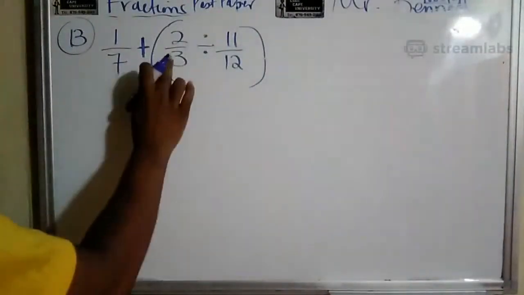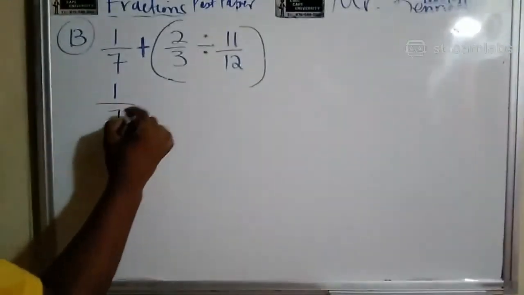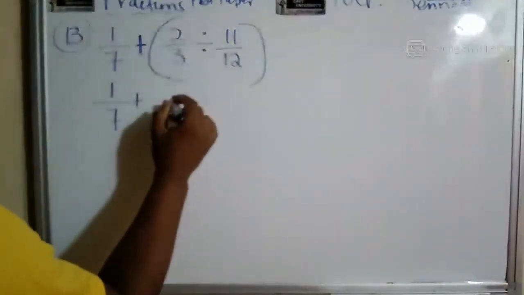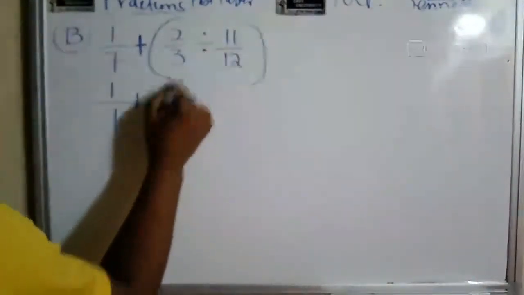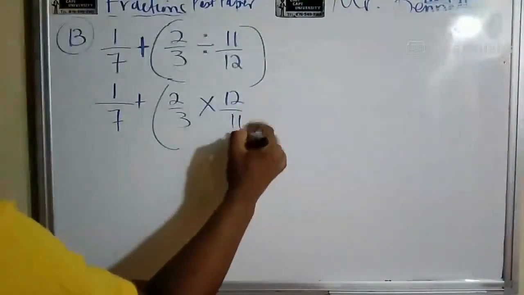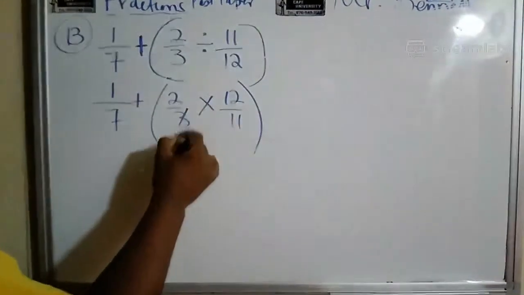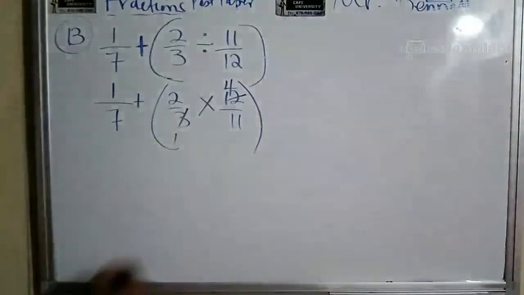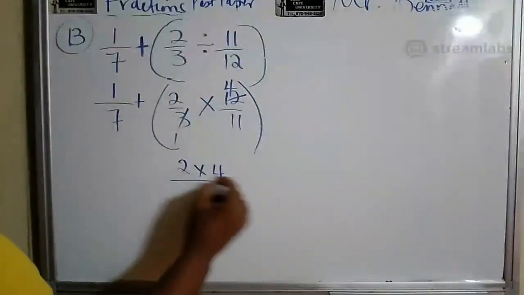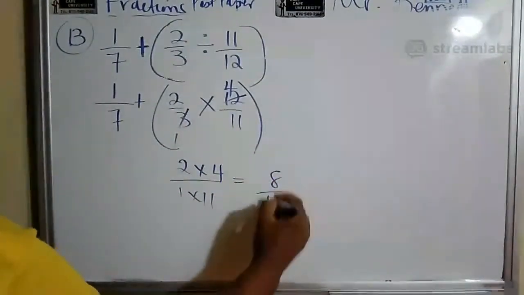Alright. So let's work the bracket first. We still have to work the bracket first, right? So 2/3, we change it to multiplication and we invert. As I said, these are becoming easier. So we can divide 3 into 3, 1, and 3 into this, 4. So 2 times 4 and 1 times 11. That will give us 8 over 11.